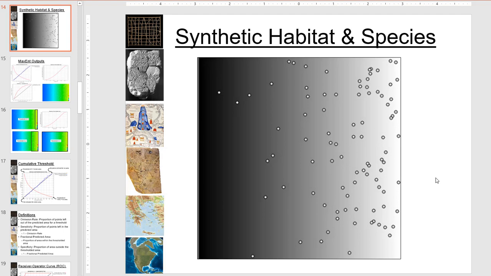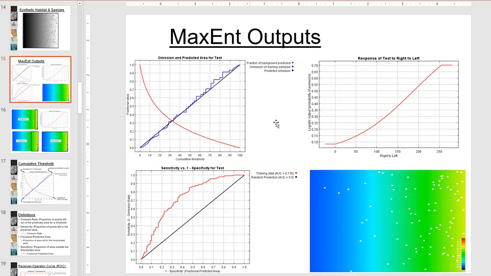Okay, so I'm going to do a little bit of explanation of MaxEnt by using synthetic data. Here I've got an independent variable, or covariate, that goes from low values around 0 on the left to high values, 255, on the right. And then I've randomly placed some points with a bias towards the right side to say that this is better habitat. We take a look at the MaxEnt outputs.